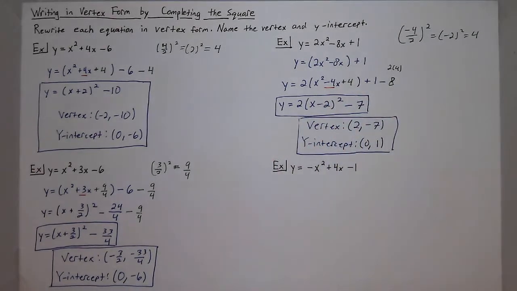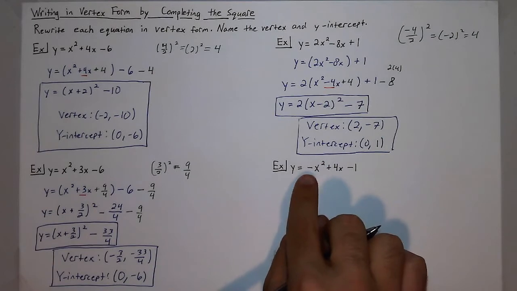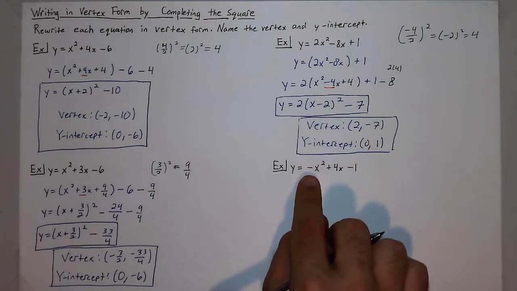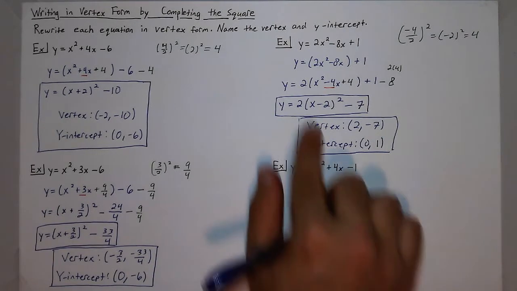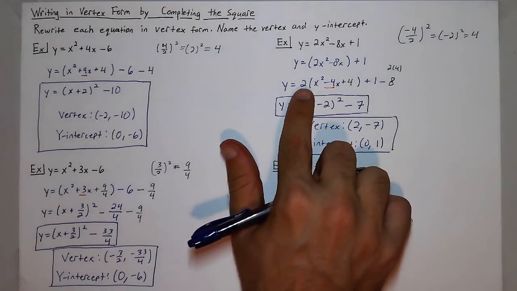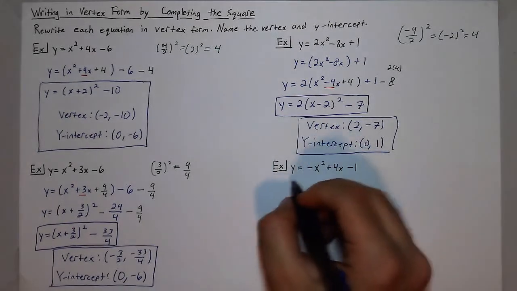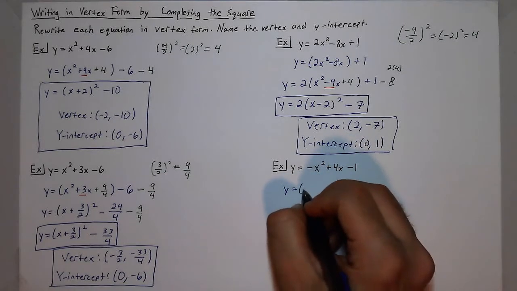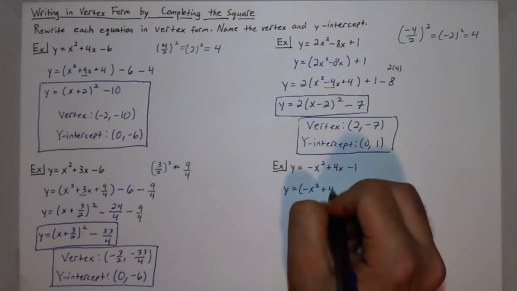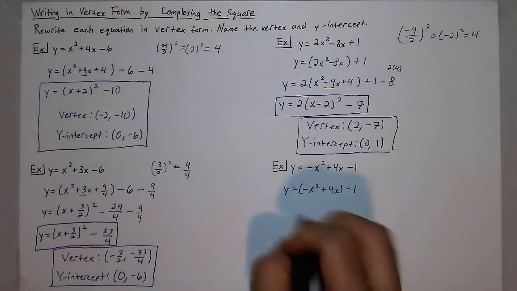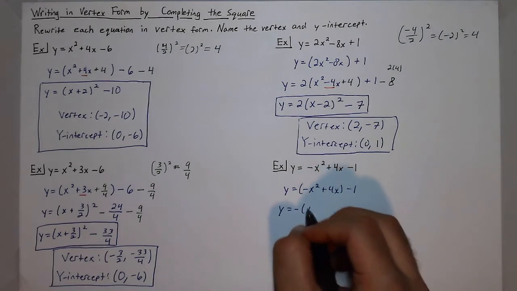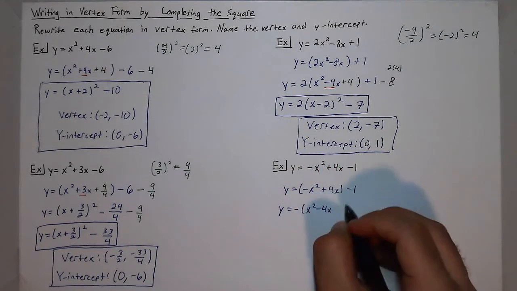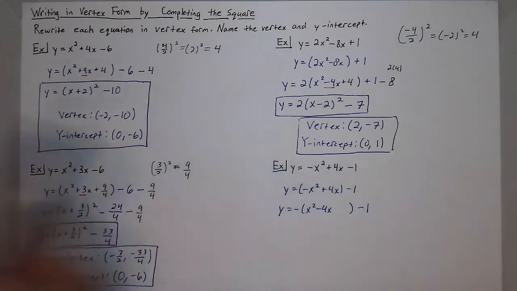Now the last one, now if that leading coefficient is a negative, you got to also look out for that negative coefficient in front of it, but it operates just like this too. And let me show you. So I'm going to factor out a negative from these two terms. So first I'll isolate them, then factor out the negative. So I have y is equal to negative of x squared minus 4x. Leave that space, minus 1.